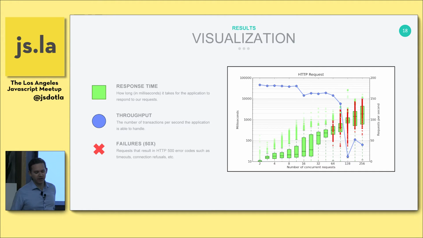So, okay, let's look at it on a graph. This is a little bit more interesting. What we've got here is response time in green, the green little boxes. Throughput is blue, so that's sort of what you're handling. And then you have failures in red. If you look closely at this around 128, that's complete meltdown. It is finished. It's over. It's not coming back up.